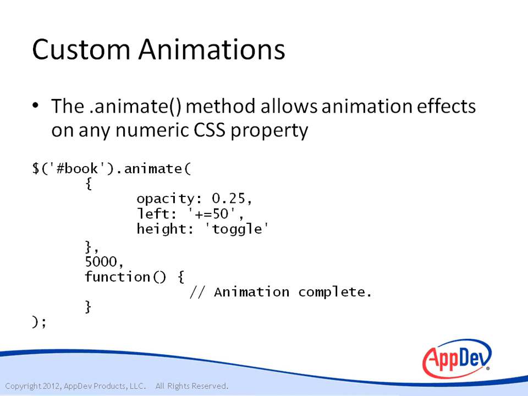The next parameter after the curly braces is 5,000. That's the duration. That'll be 5 seconds. The final parameter is that callback function that we saw with our built-in effects. It's the function that you want called when the animation is completed.